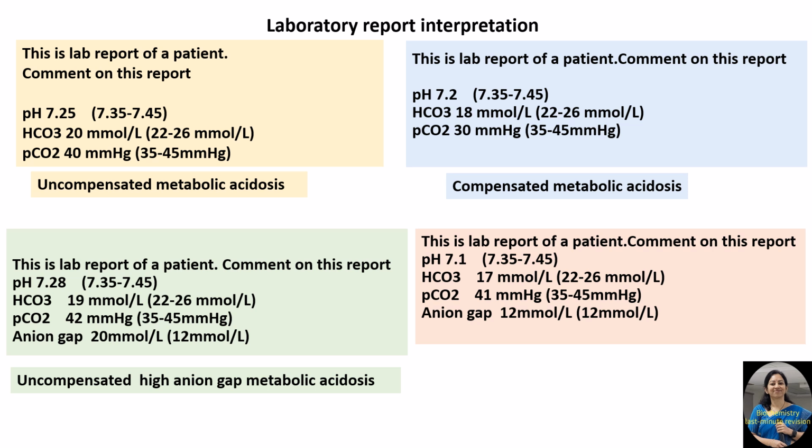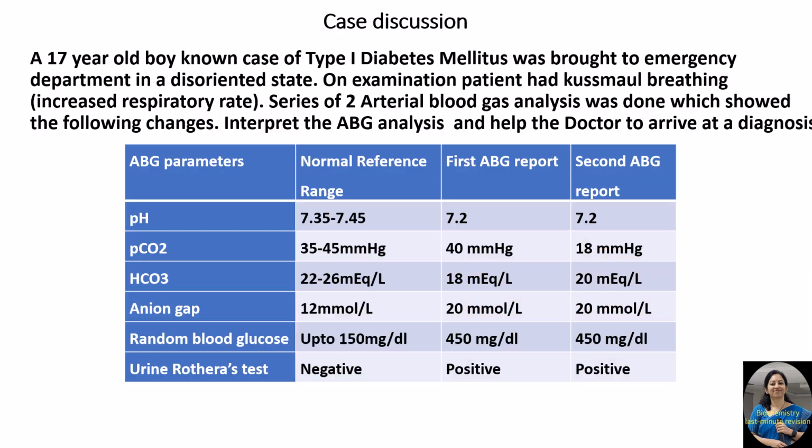Consider one more report. The pH is decreased here, so it is acidosis. Bicarbonate is decreased and it is a metabolic component, and partial pressure of carbon dioxide is normal, so it is a case of metabolic acidosis. Because partial pressure of carbon dioxide, which is a counter variable for compensation, is normal, it is uncompensated metabolic acidosis. And consider the anion gap, it is normal, so this is uncompensated normal anion gap metabolic acidosis.